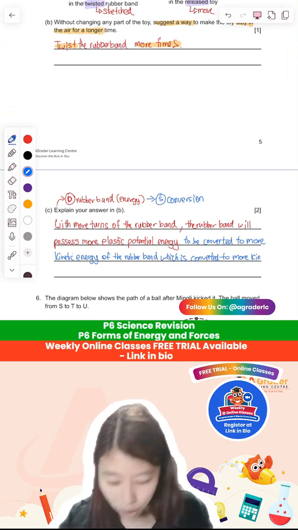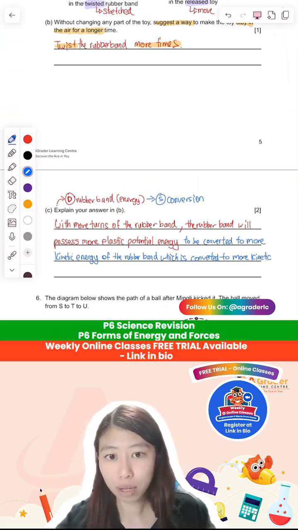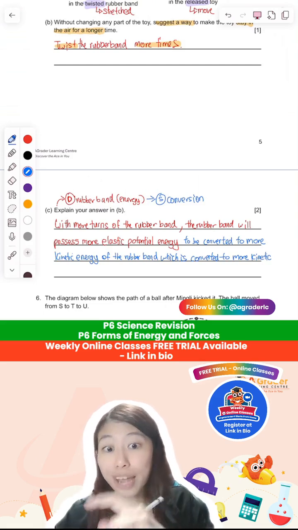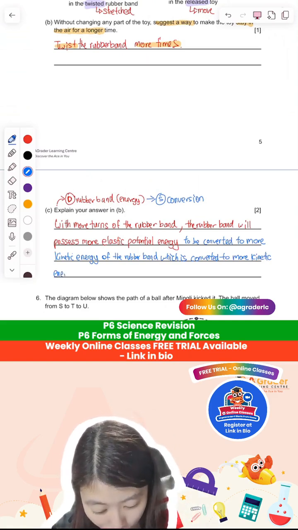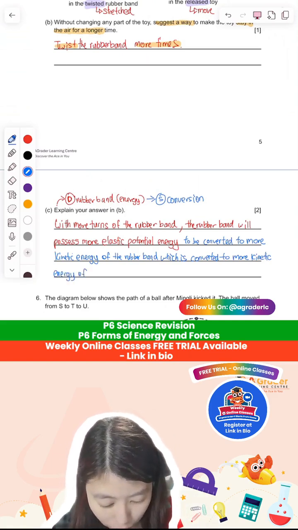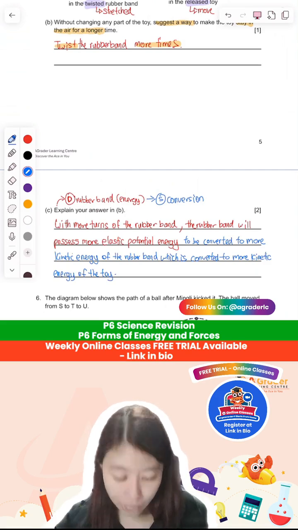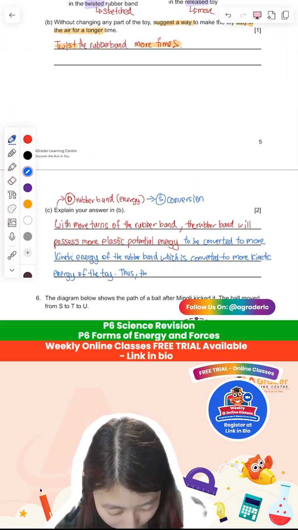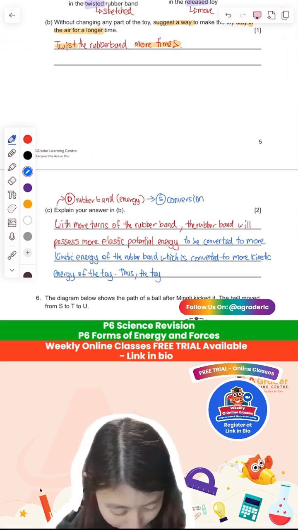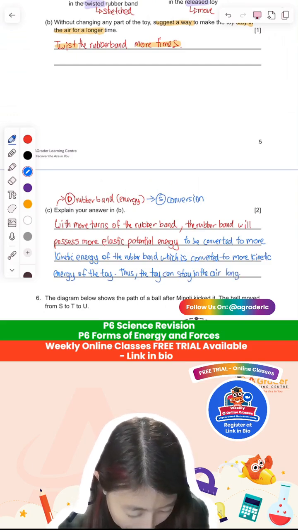Some school teachers expect you all to write step by step to show exactly from which object to which object in terms of energy conversion. All right, so to be very careful to prevent any loss of marks, please write the object down as well. Kinetic energy, more kinetic energy of the toy, plus the toy can stay in the air longer.